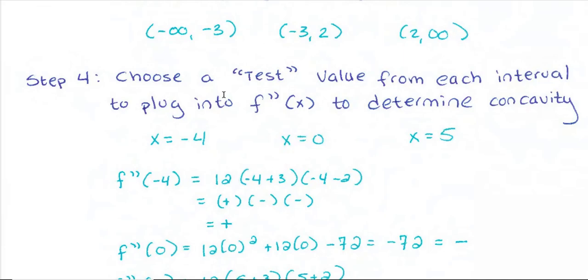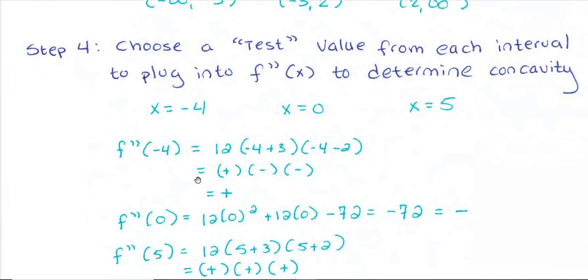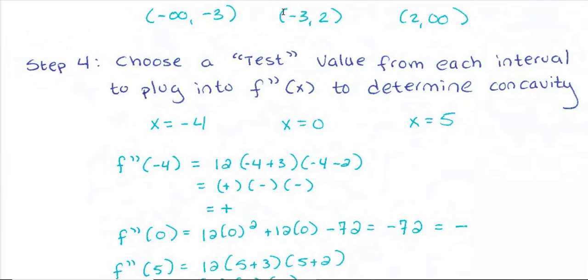Plug in 0. I'll just plug that right into the second derivative. 12 times 0 squared plus 12 times 0 minus 72 gives me negative 72. The number itself doesn't matter, just the fact that it's negative. So that means that the second derivative is negative on this entire interval, which means your original function is concave downwards on this entire interval.